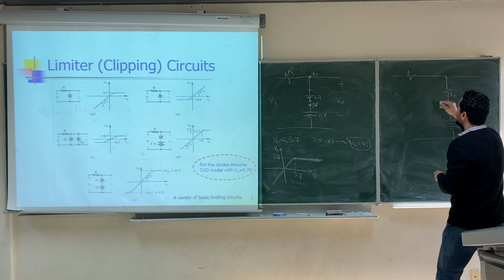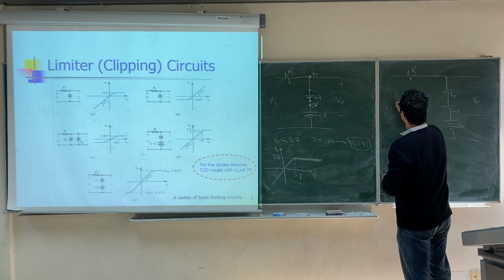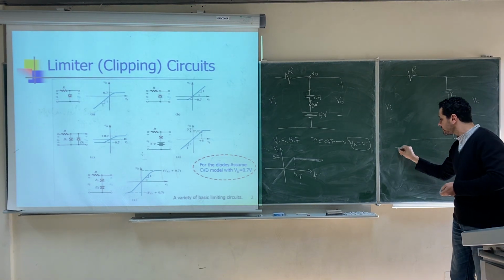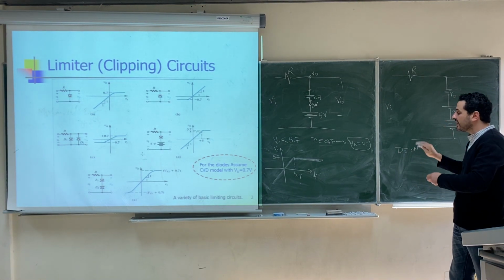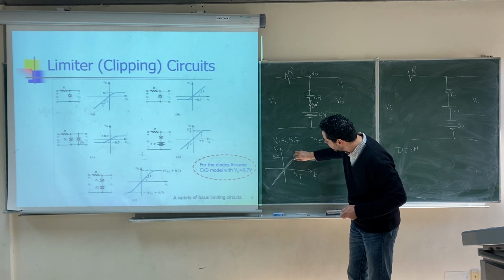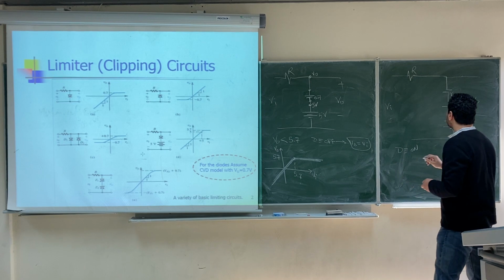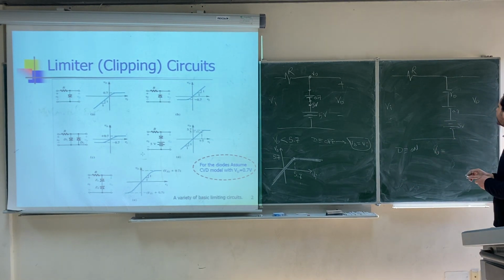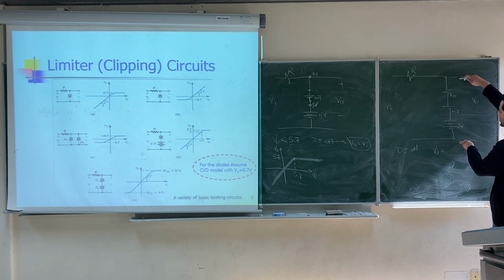In this case, when the diode is on, when the diode is off, it will be the same thing, yeah? No difference. When the diode is off, V out equals Vin. The only difference is when the diode is on, V out equals what? V out is the voltage across this branch, right?